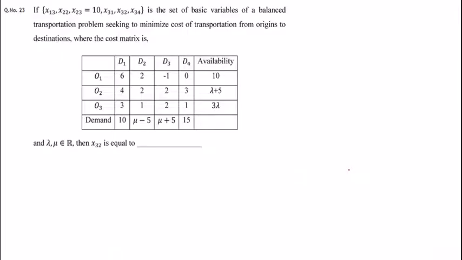We have to use all the information given in the question. So first information we are going to use is balanced, that this is a balanced transportation problem. The meaning of balanced transportation problem is the total supply or the availability is equal to total demand. So we can find it from here, what is the total supply. So if you add all the supply or the availability, this is 10 plus lambda plus 5 plus 3 lambda, right? Which makes it 15 plus 4 lambda.